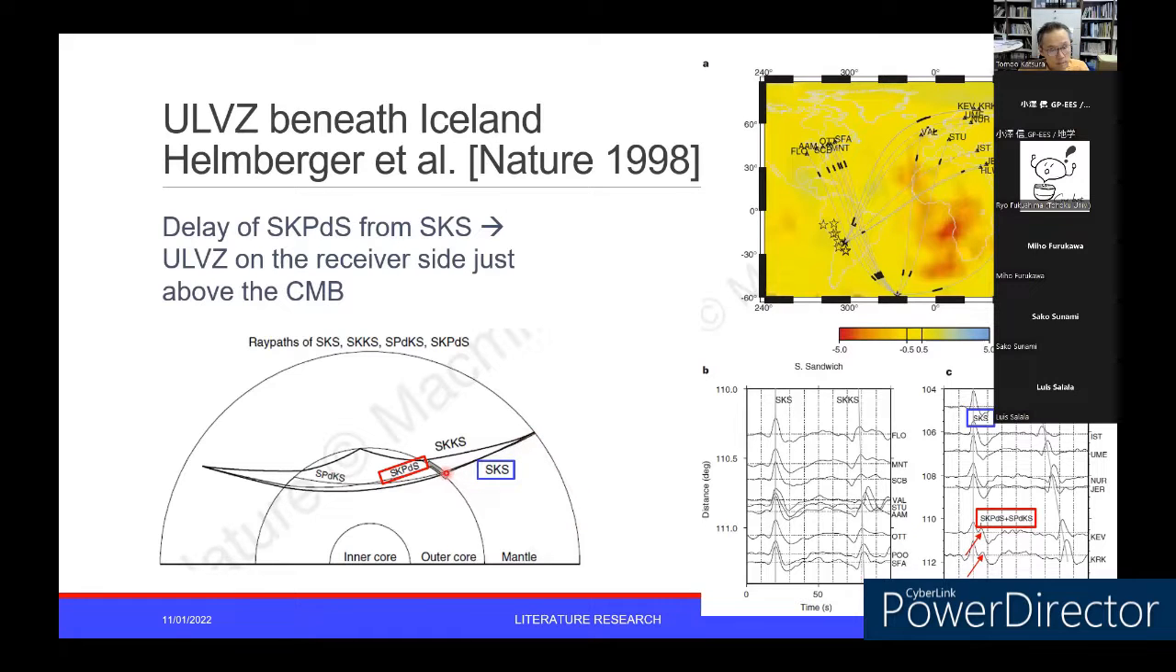The ray paths of these two waves are similar. As a result, the SKPDS wave appears as a post-cursor, appears a bit later than SKS wave. So if this part has a very low velocity, the time difference becomes large.